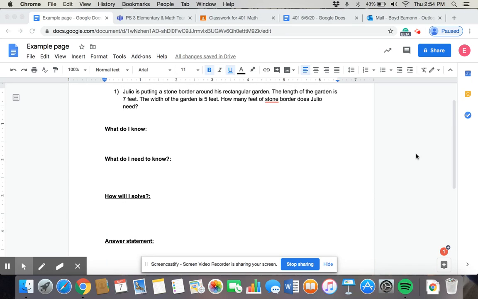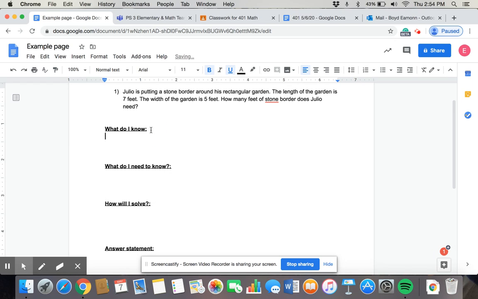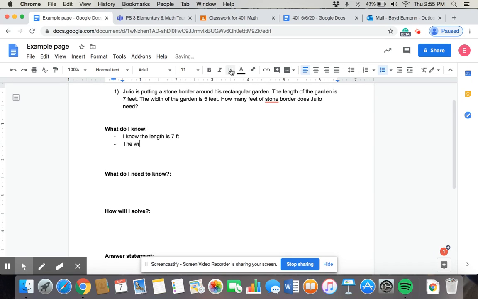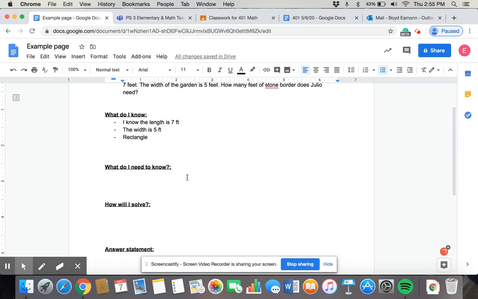So as you can see right here, I have listed "solve," and I'm going to start with what I know. I know the length is 7 feet, and I know the width is 5 feet. I also know it's a rectangular garden, so I'm just going to write rectangle, because that helps me know what formula I'm going to use.